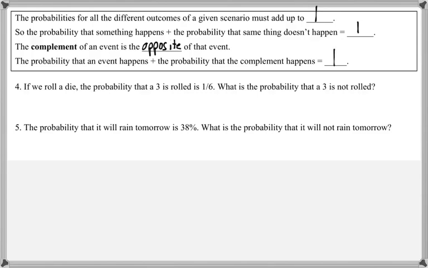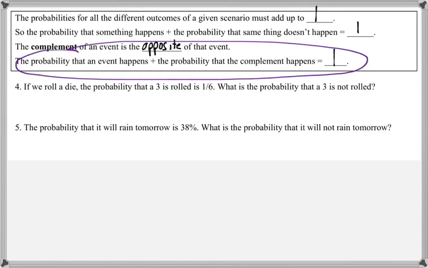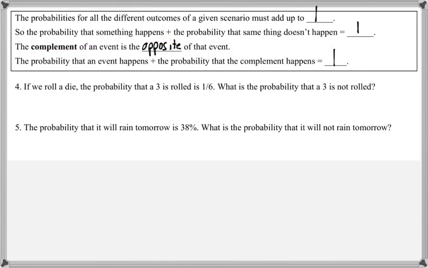If we roll a die, the probability that a 3 is rolled is 1 out of 6. What is the probability that a 3 is not rolled? So these are complements. And we know that the probabilities of complements add up to be 1. So the probability that a 3 is rolled is 1 out of 6. So if I subtract this from 1, I can find the probability of the complement, and that will be 5 out of 6. And this should make sense because 5 sides of the die are not 3.